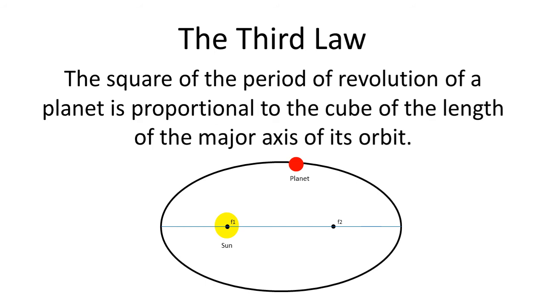Kepler's third law states that the square of the period of revolution of a planet is proportional to the cube of the length of the major axis of its orbit. In the diagram, the major axis is represented by the blue line that intersects the two foci.